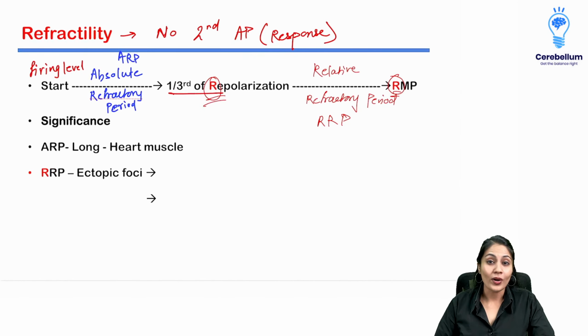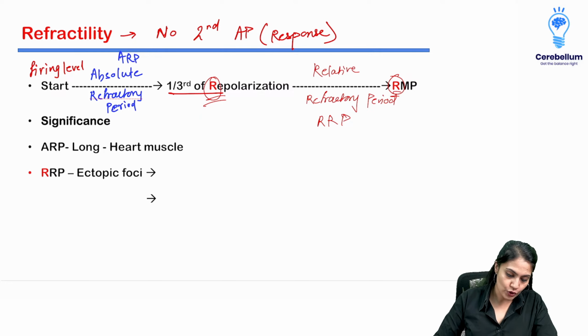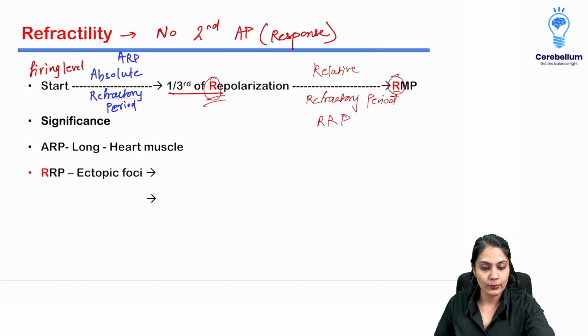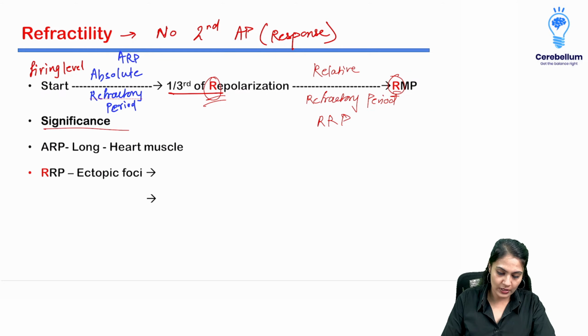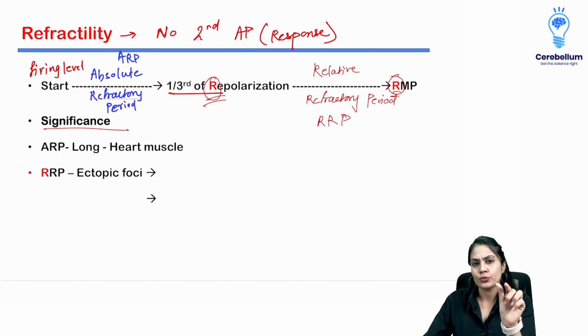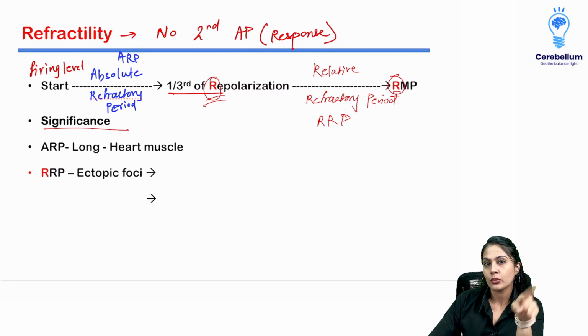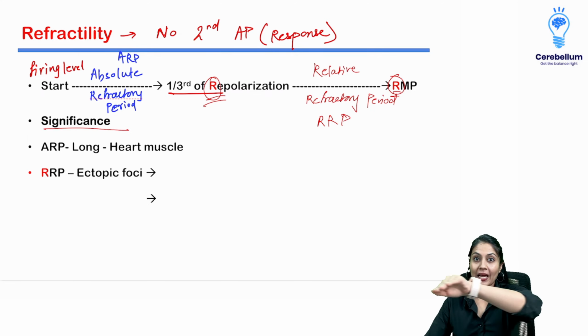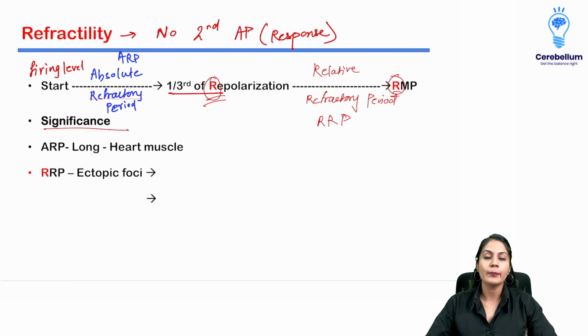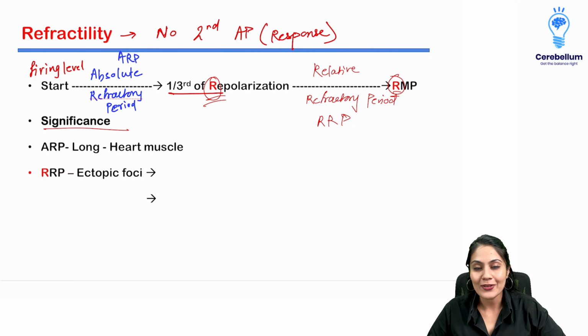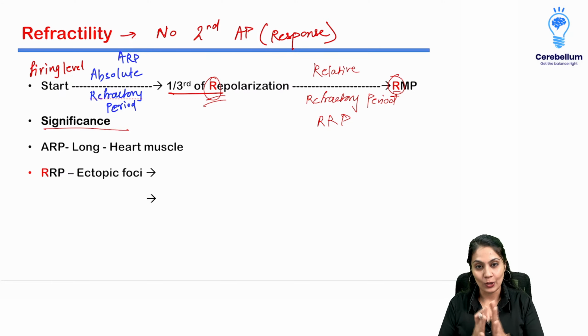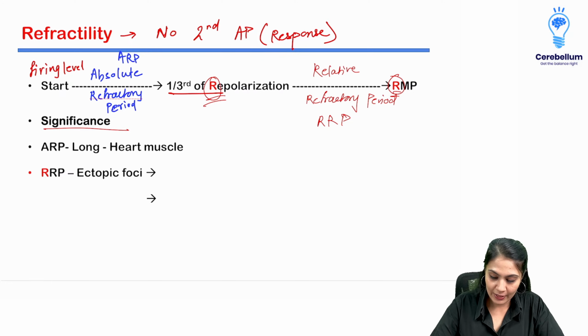Now see over here, what is the clinical significance of this? First of all, why this happens, we'll see later on. First let's see the significance. In the neuronal action potential, the ARP is very short, right? But in the heart muscle, when we learn about the heart muscle's action potential, it has a plateau phase, and because of this the ARP is going to be very, very long. Recent INICET MCQ also. And because of this long ARP, what happens in the heart muscle? It benefits my heart muscle. How? The heart muscle cannot be tetanized.